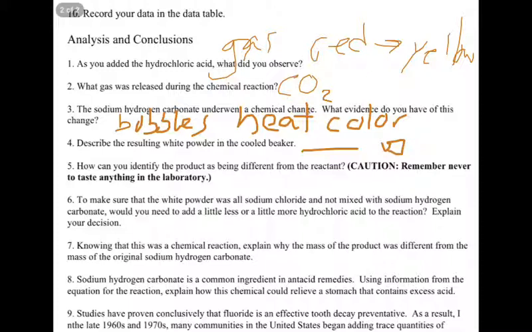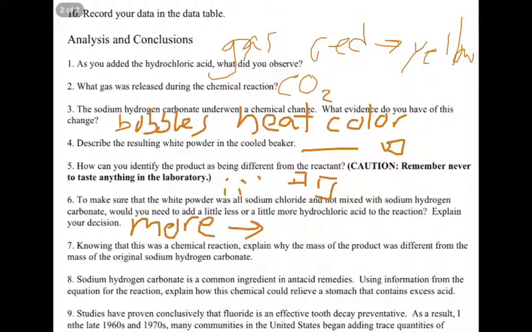How can you identify the product being different from the reactant? You take a look at the baking soda, and you can see the particulates are different in shape and look than the product. The product should look a little more cubic and crystalline. To make sure the white powder was all sodium chloride, not mixed with sodium hydrogen carbonate, you need to add a little more hydrochloric acid. You'd have to add a little more just to make sure that you use up all the baking soda.